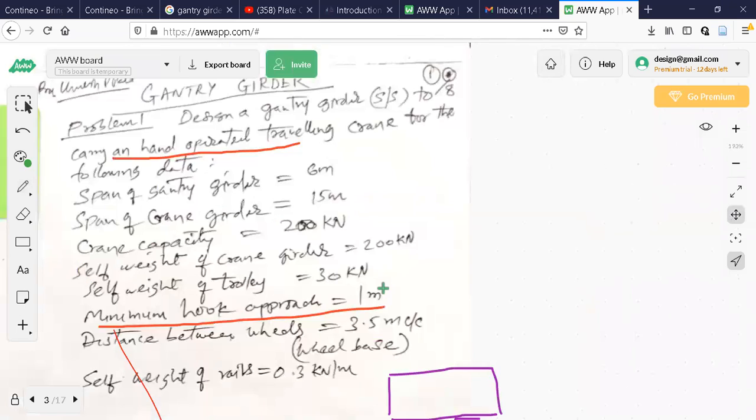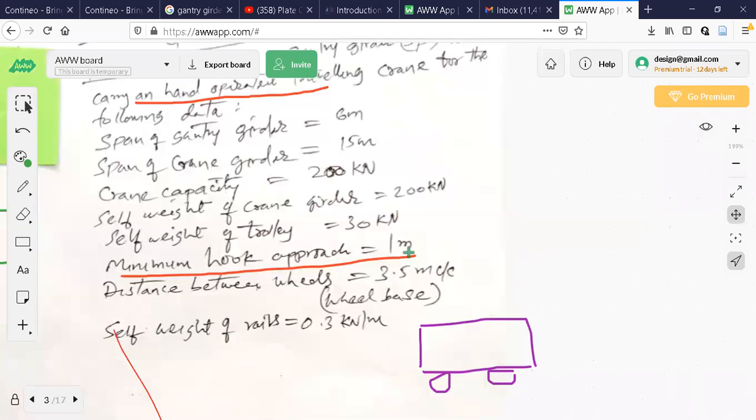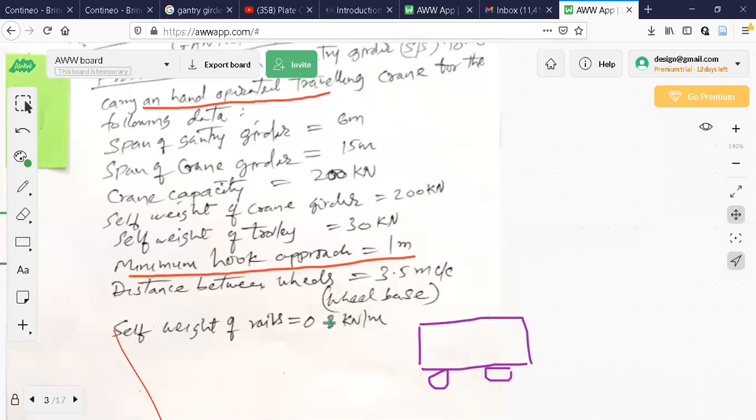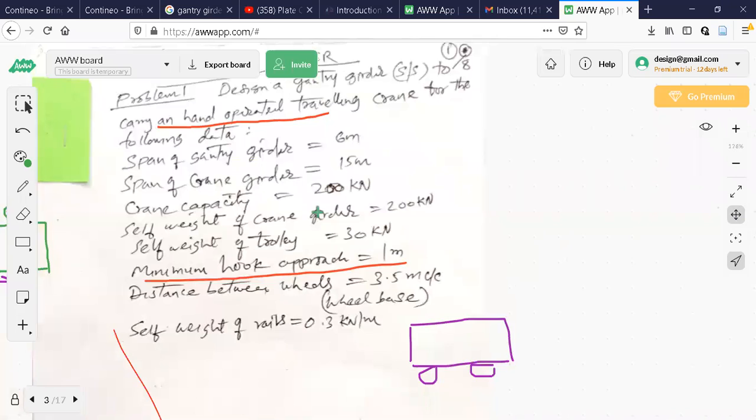Now what is the data given? I'll repeat it. Observe here. Span of gantry girder is 6 meters. Span of crane girder is 15 meters. Crane capacity, how much load it can lift? 200 kN. Self weight of the crane girder itself is 200 kN. Self weight of the trolley which is running in X direction on the crane girder is 30 kN. Minimum hook approach is 1 meter. Then distance between the wheels is 3.5 meter. Self weight of rails is 0.3 kN per meter. You have to design with this much of information.